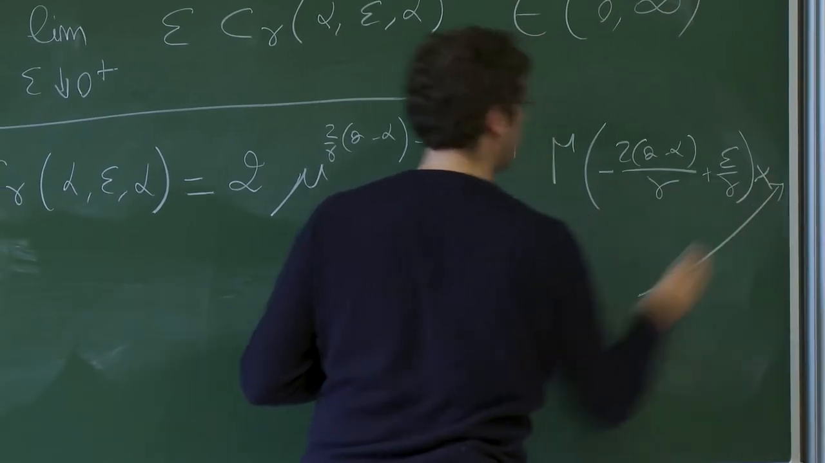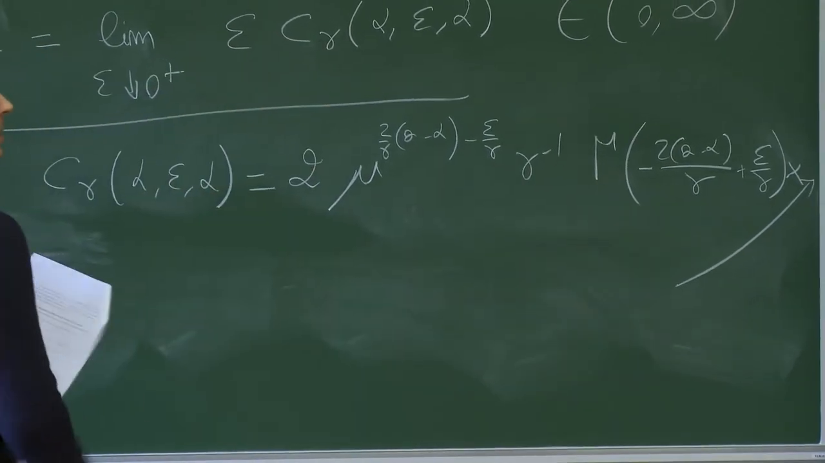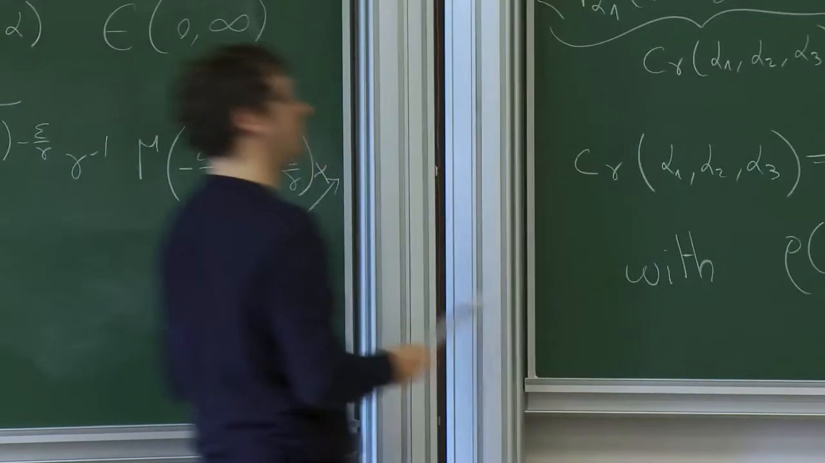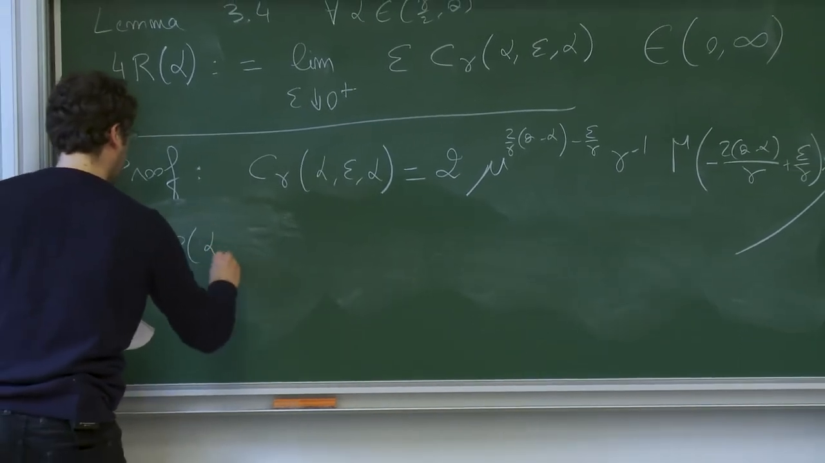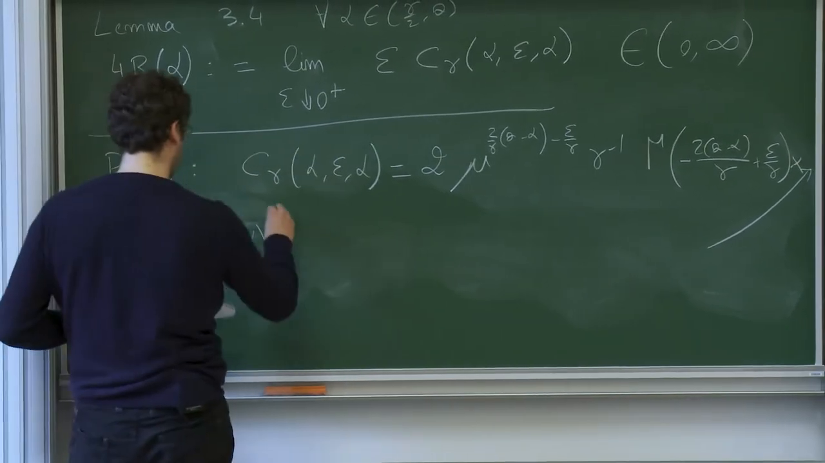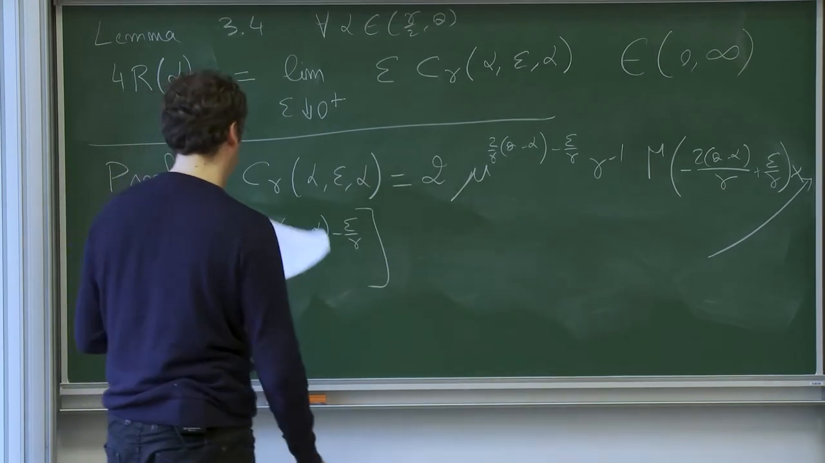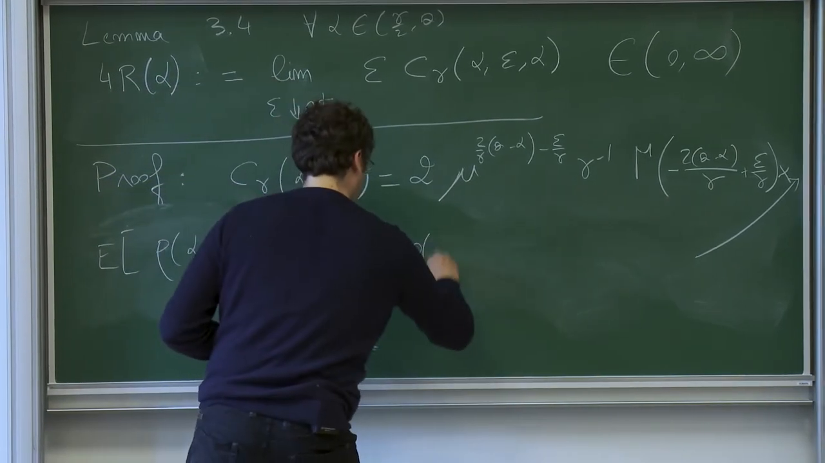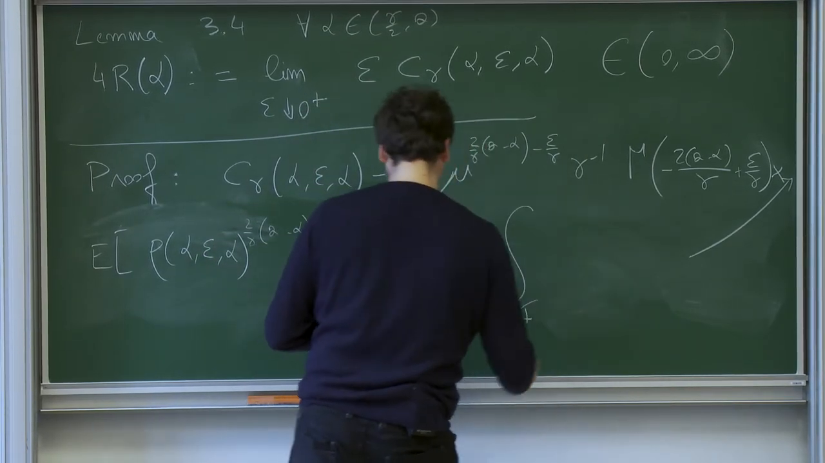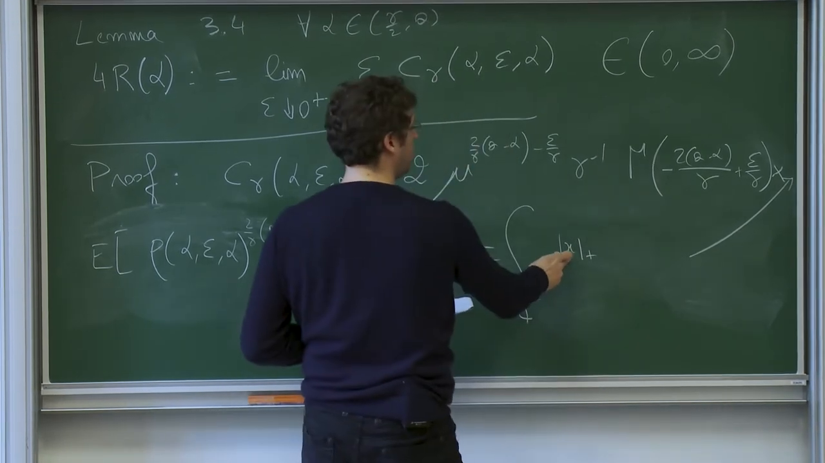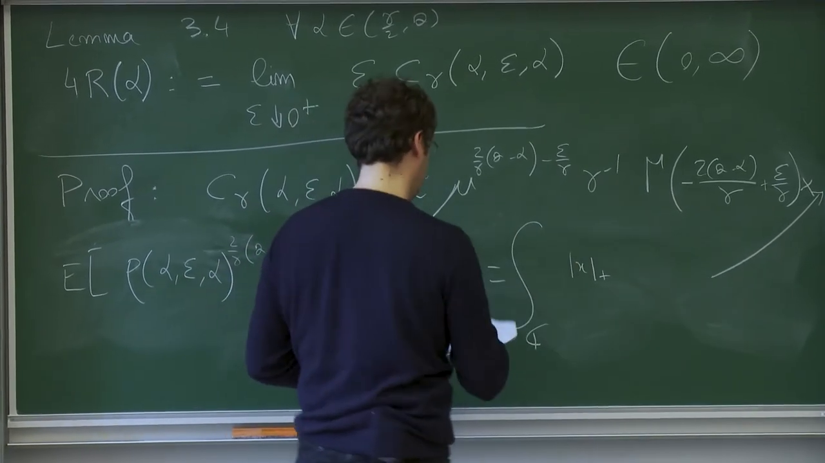times, so this is always the interesting part, the first trivial part of the, so it's this thing here, and the expectation of whole alpha epsilon alpha to the power 2 over gamma q minus alpha minus epsilon over gamma, and this thing, this random variable, it's this. So remember this is the maximum between x and 1.